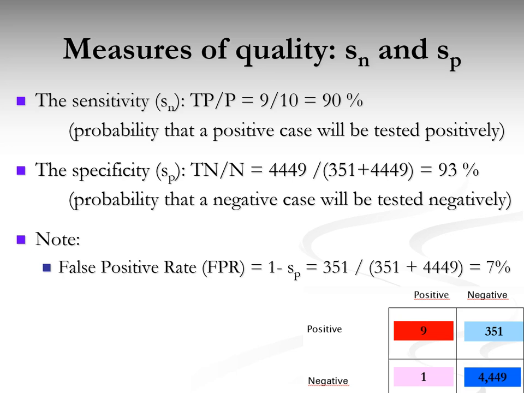Note, 93% of the negative cases were tested negatively. So this means that 7% of the negative cases were tested positively. So this is called the false positive rate. The false positive rate is the probability that a negative case is still tested positively.